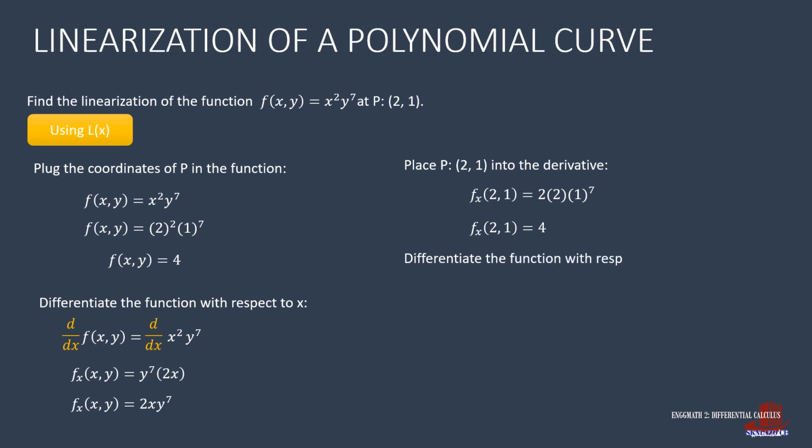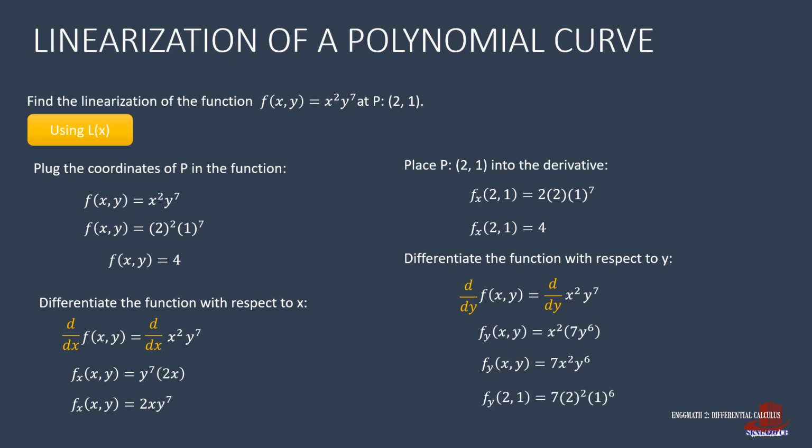Next is to differentiate the function with respect to y, where we consider x squared as a constant. So the derivative of the function becomes x squared times the derivative of y raised to 7, which is 7y raised to 6. Thus, the derivative becomes 7x squared times y raised to 6. At point (2, 1), we get 7 times 2 squared multiplied by 1 raised to 6, simplified as 28.